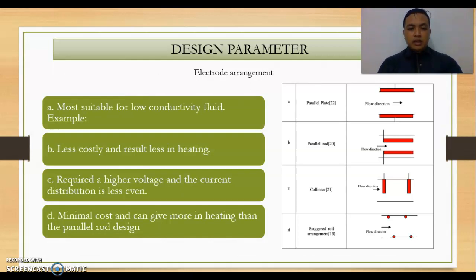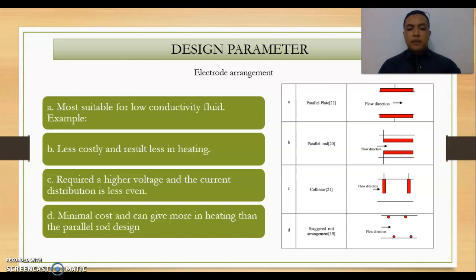So here is the electrode arrangement. As we can see, A is for parallel plate. This one is more suitable for low conductivity fluid and also offers a benefit where there are large solid particles with minimal shear force. Due to the completely unrestricted flow channels, the electric field uniformity is optimized in this geometry, improving even heating. The design can usually operate at standard voltage, for example 240 volt or 415 volt, and it is shown in figure A.